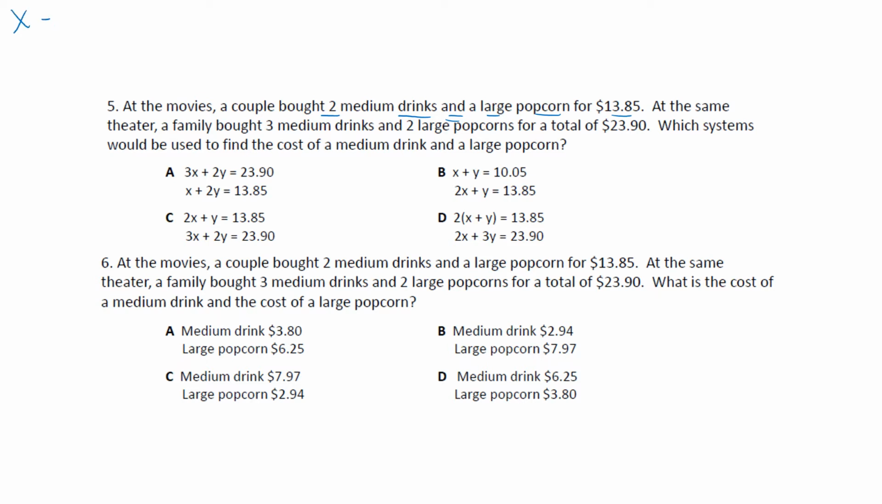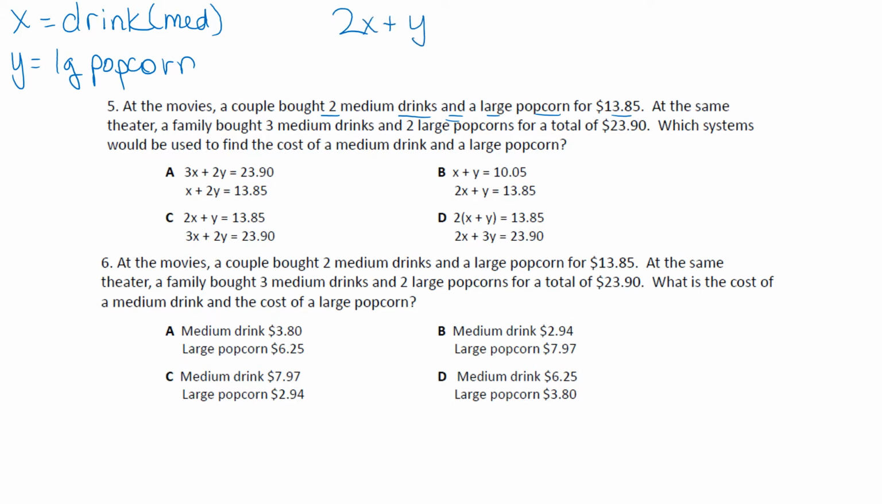So let's make our X represent our drinks. And we know that's going to be a medium drink. And our Y is our large popcorn. So we have 2 medium drinks, so that would be 2X plus a large popcorn, which would just be Y, and that equals 13.85.